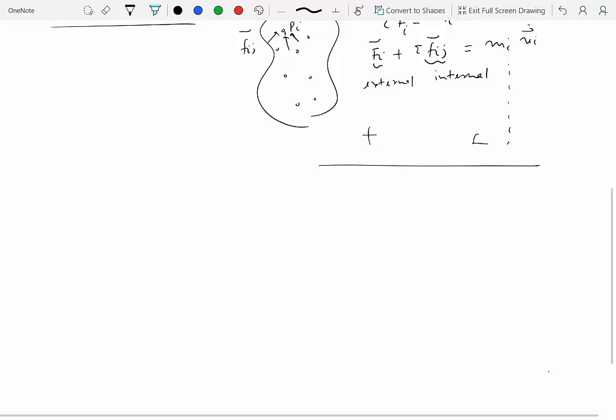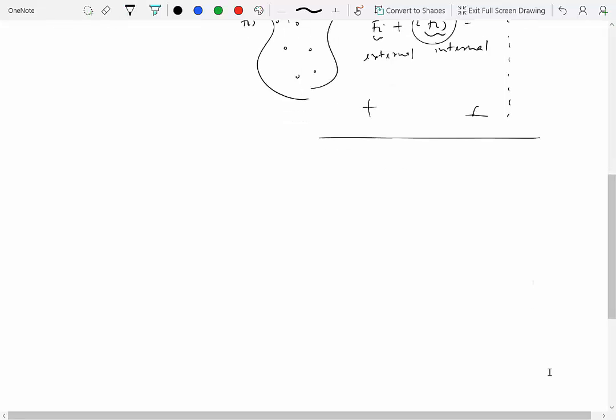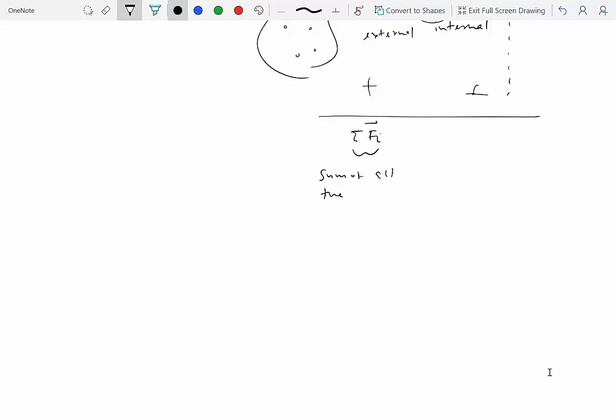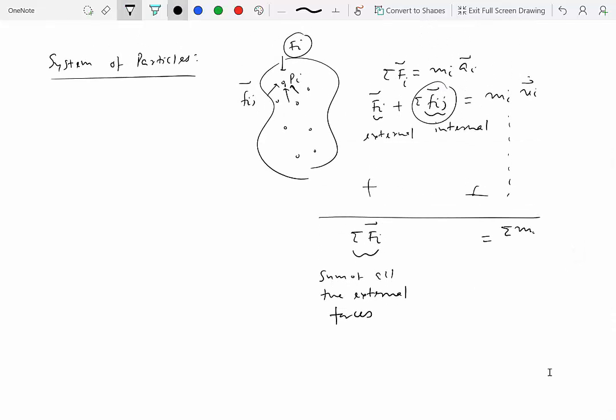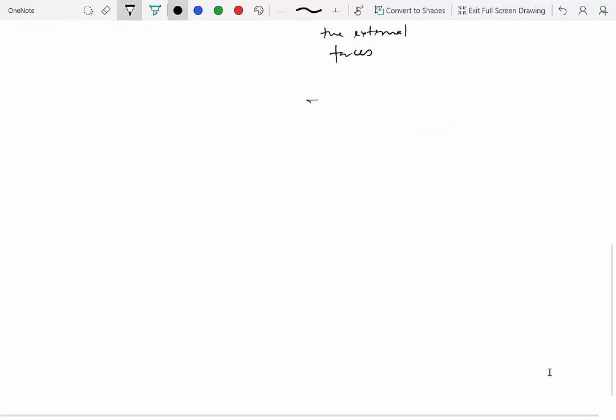If we add them together, we have already seen that all the internal forces, since they occur pairwise, equal in magnitude but opposite in direction, cancel out. What you're left with on the left hand side is sigma Fi, which is the sum of all the external forces. On the right hand side, we get sigma mi times vi dot. So we are left with this equation, which says sigma f, with ext in the subscript to indicate the sum of all the external forces, equals sigma mi vi dot.